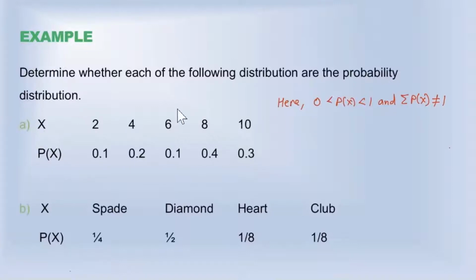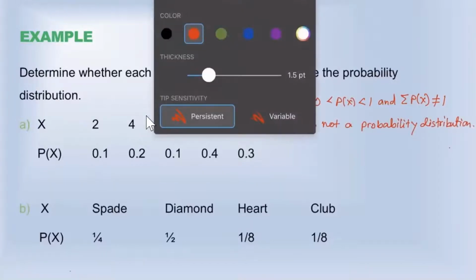Is this distribution satisfying those two conditions? Yes or no? No. That means, is this a probability distribution? No, it is not a probability distribution. So let's write this down. This is not a probability distribution. Make sure you write that sentence. That is your first part A.